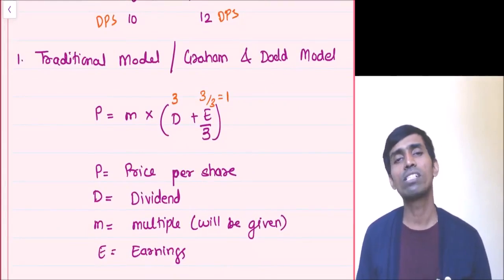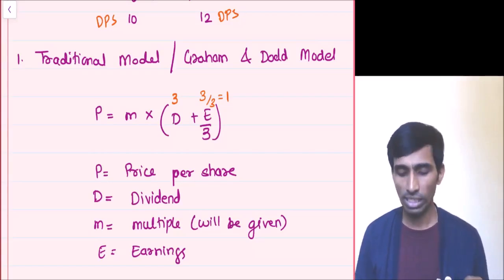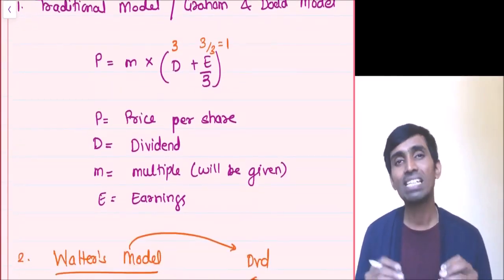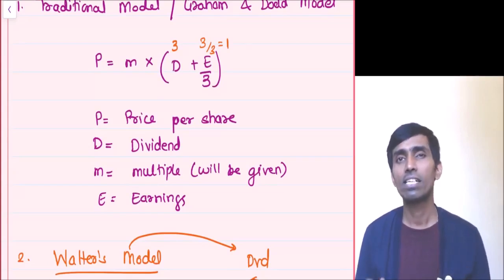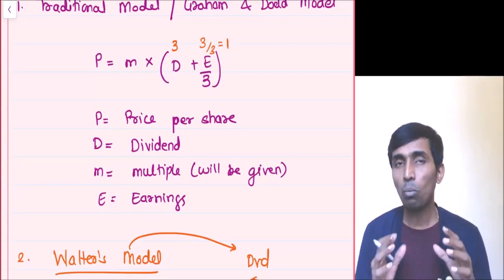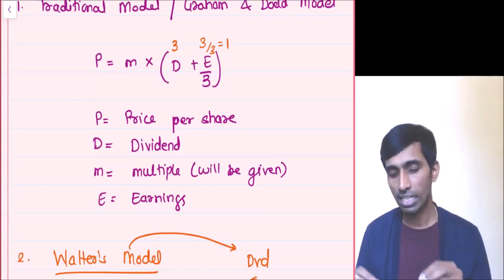What it is called? Graham and Dodd model. In this also, if you see, we are calculating the price. Now here M is the multiple, D is dividend, E is earnings. If you watch closely the formula, price is equal to multiple into (D plus E) by 3.